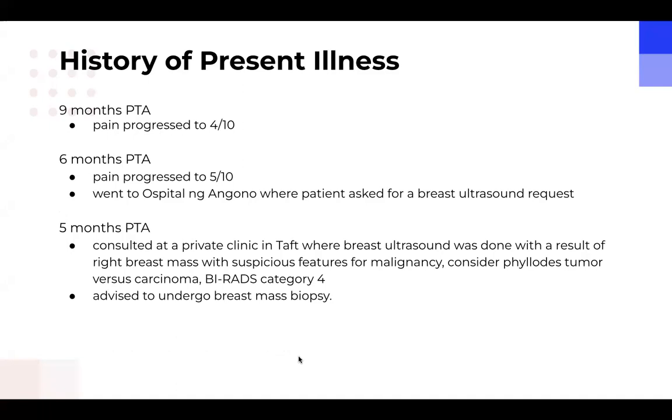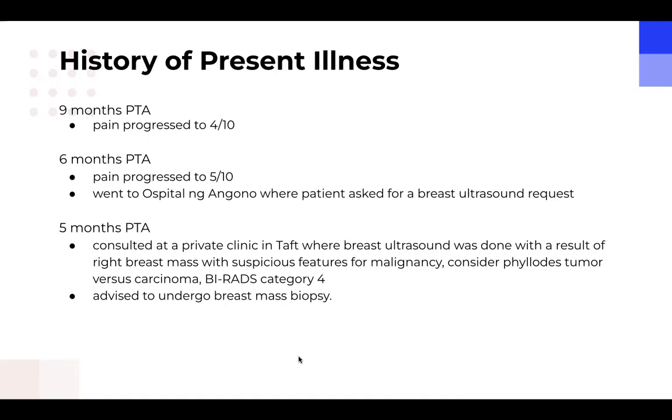5 months prior to admission, with the same characteristics of the mass, the patient consulted at a private clinic in Taft, where breast ultrasound was done, with a result of right breast mass with suspicious features for malignancy, consider phyllodes tumor versus carcinoma, BI-RADS category 4. Patient was then advised to undergo breast mass biopsy.